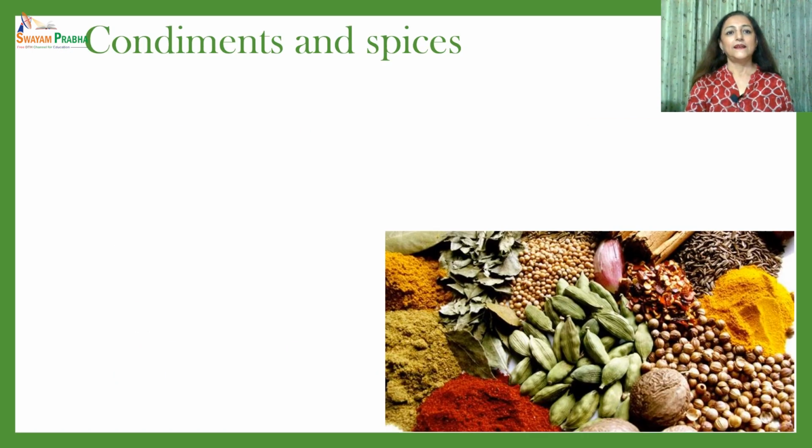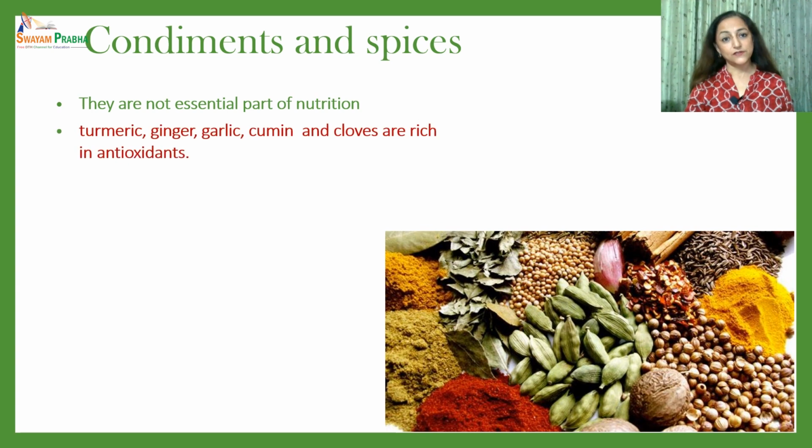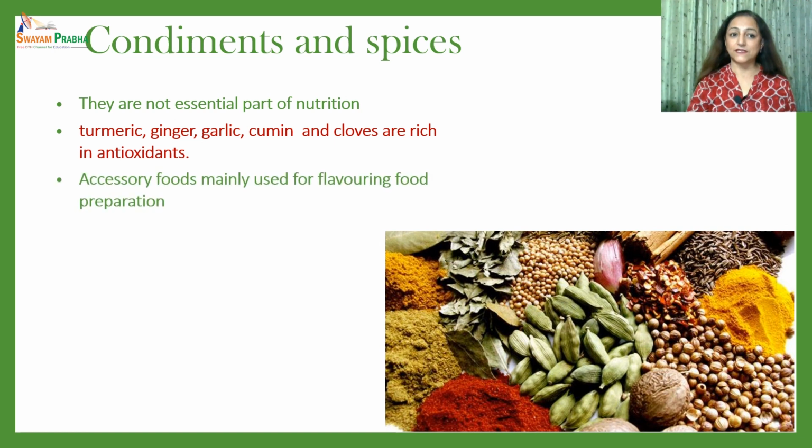The last category is condiments and spices. They are not an essential part of nutrition, but spices like turmeric, ginger, garlic, cumin, and cloves are used because they are good antioxidants. They are accessory foods which are used mainly for flavoring our food preparations, and they improve the palatability of our food.